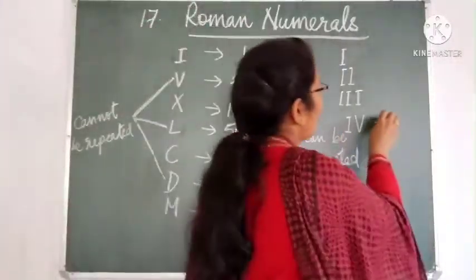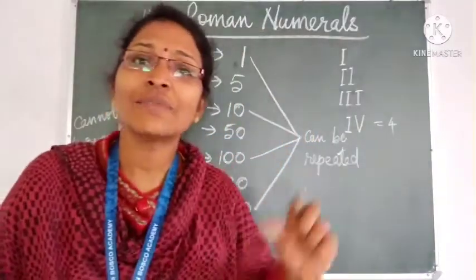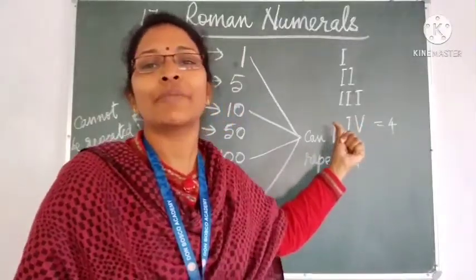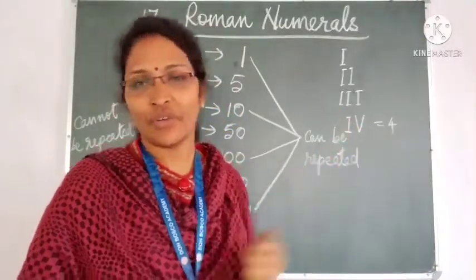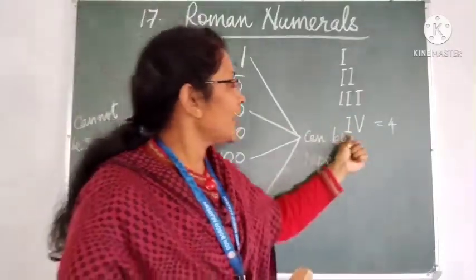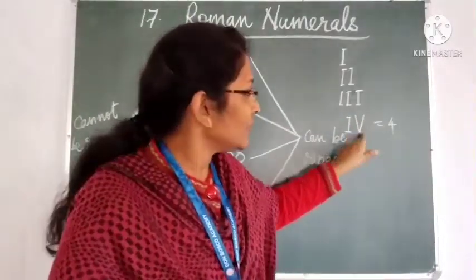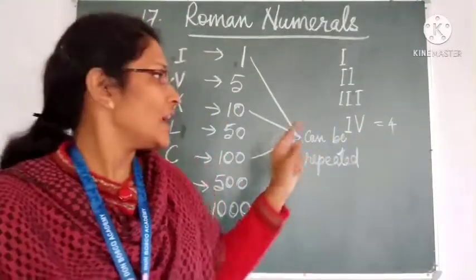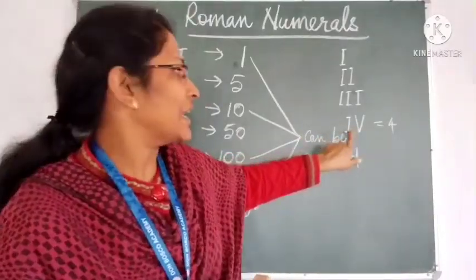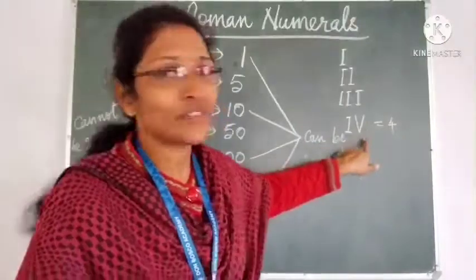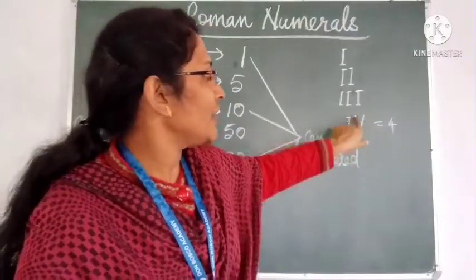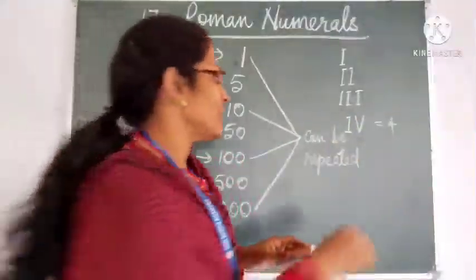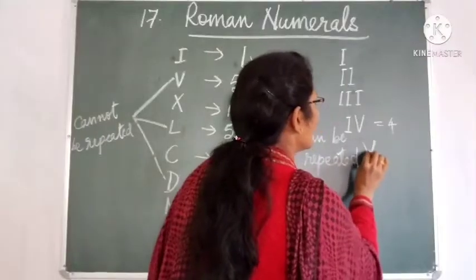It became 4. It means if a smaller Roman numeral is written before the number, we are doing the subtraction. If a smaller numeral is written before the greater numeral, what are we doing? We are doing the subtraction of a Roman numeral. It means 5 minus 1. It is not written like 1 plus 5. We write it as 5 minus 1. It is 4. Next, we will write the number V, that is 5.